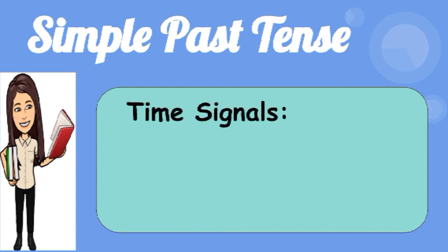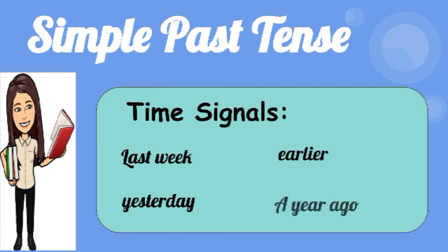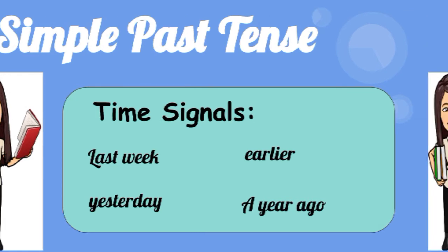So here are the different time signals for simple past tense. We have last week, yesterday, earlier, and a year ago, and so forth.